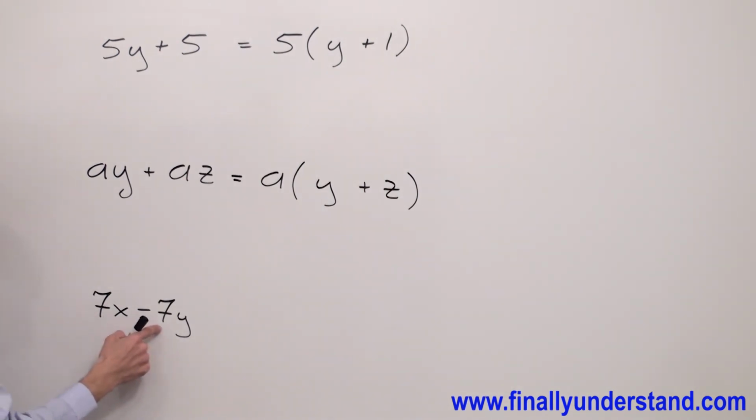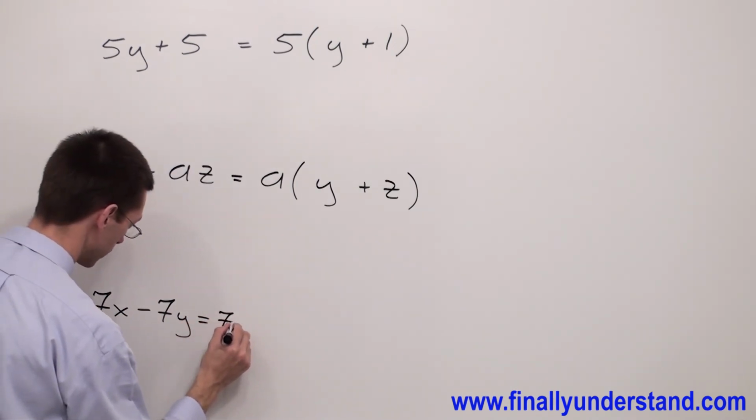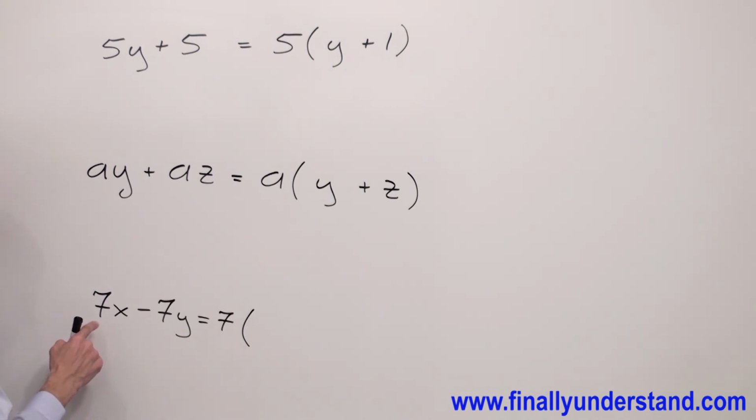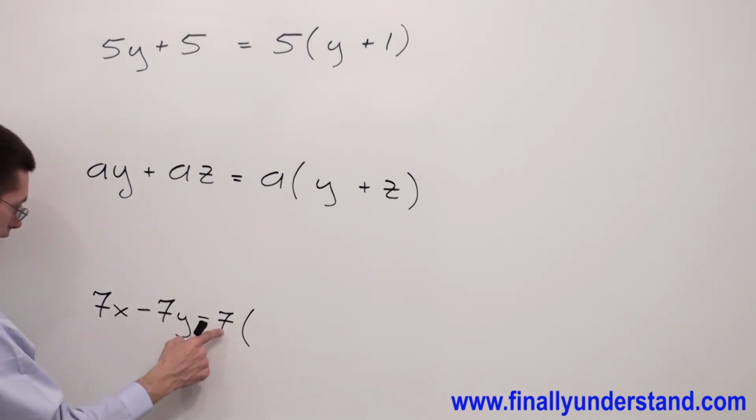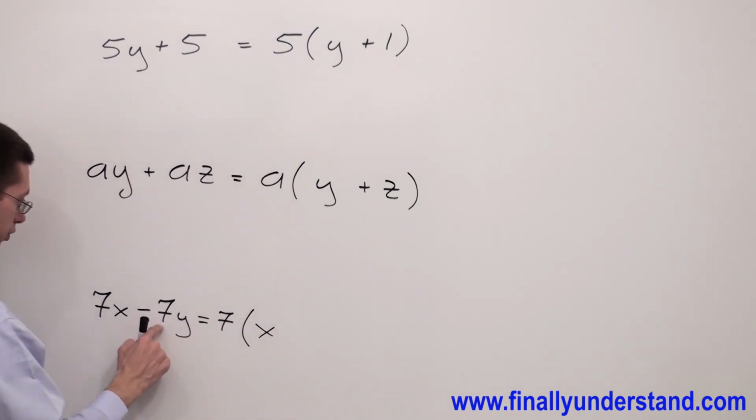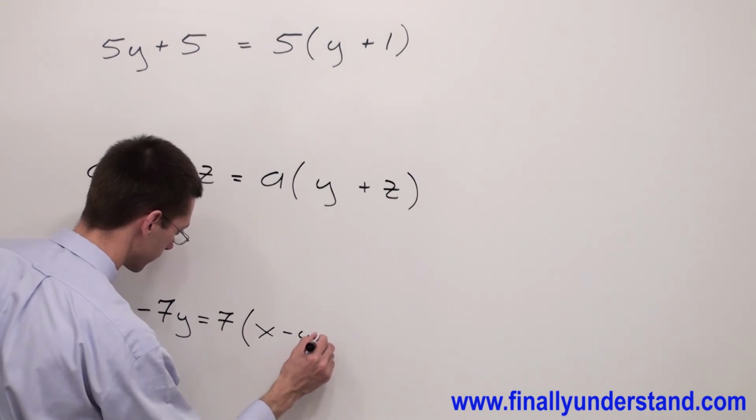The common factor, you can see, is 7. So write 7. And inside of the parentheses, I'm going to have, let's find, 7x divided by 7 gives me x. And negative 7y divided by 7 gives me negative y.